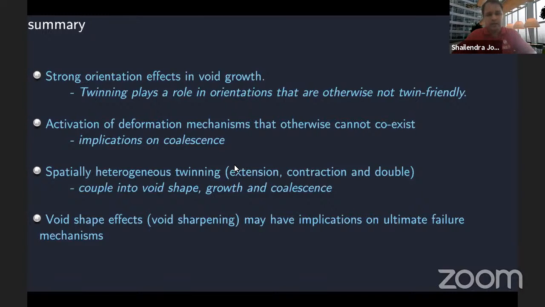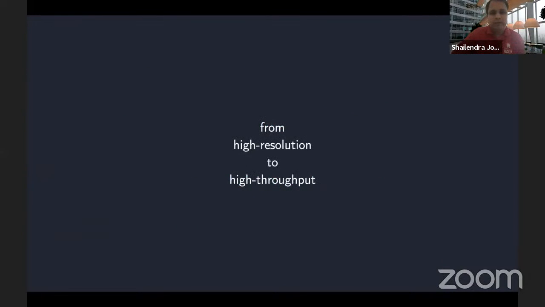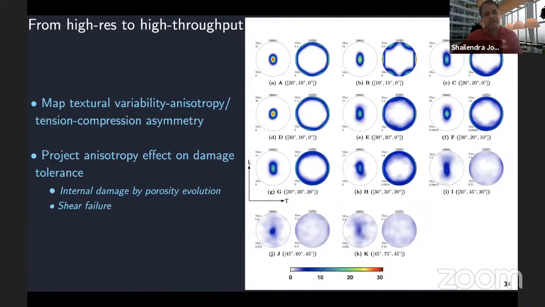But the other thing that I would like to mention is that this idea of void sharpening and its implications on premature failure is something worth investigating further. So in the next few minutes, I'll just quickly talk about how we go from high resolution to high throughput. And the idea is that we want to capture some of these ideas, but not spend so much time doing these computationally expensive calculations.